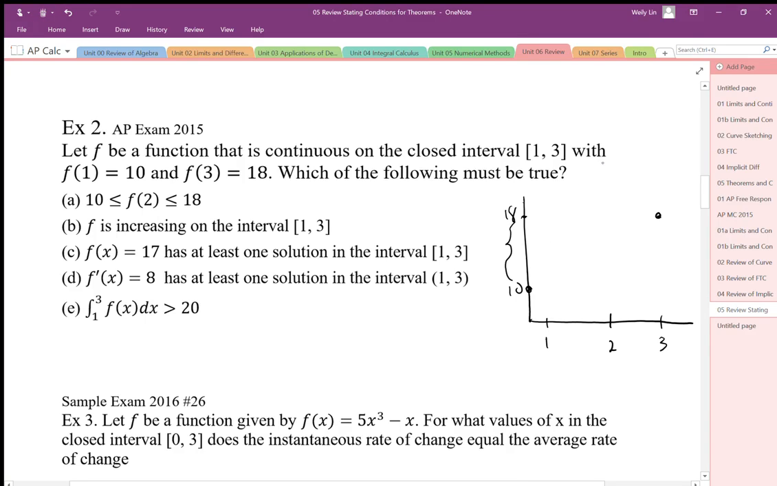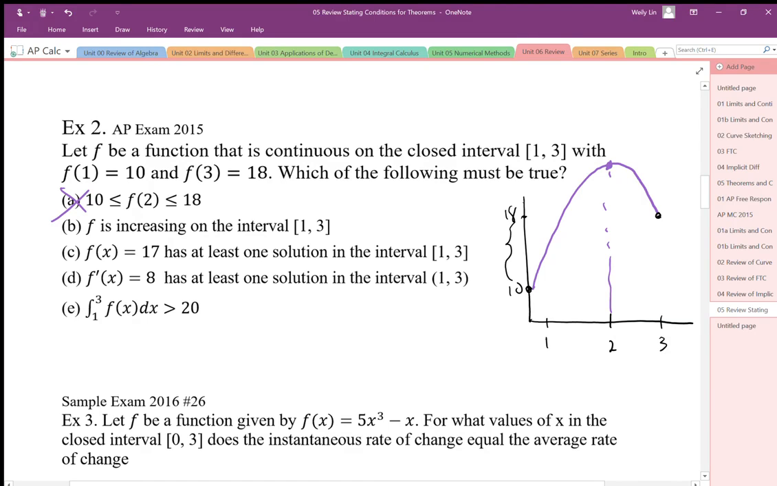Because I could draw it like this. It does not say anywhere that it's strictly increasing. If that was the case, then we would have to say that A would be true. But this is not necessarily the case. I can draw an example where this is not true, so this is going to be a no.